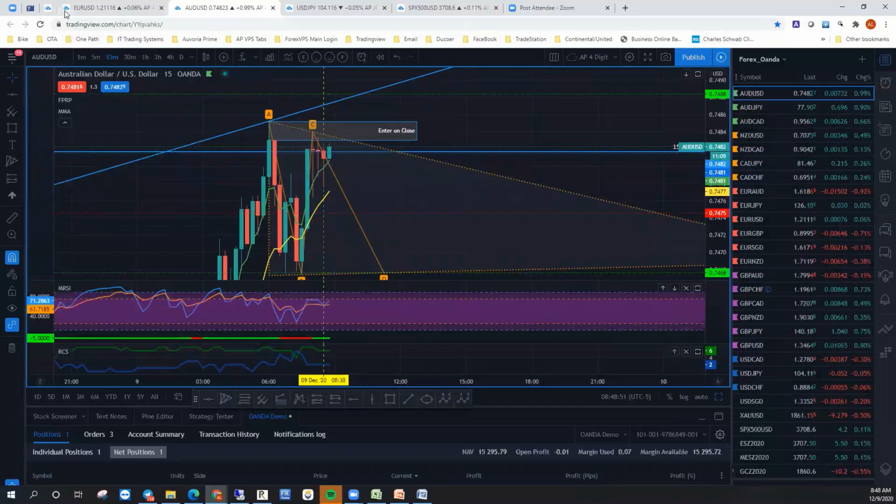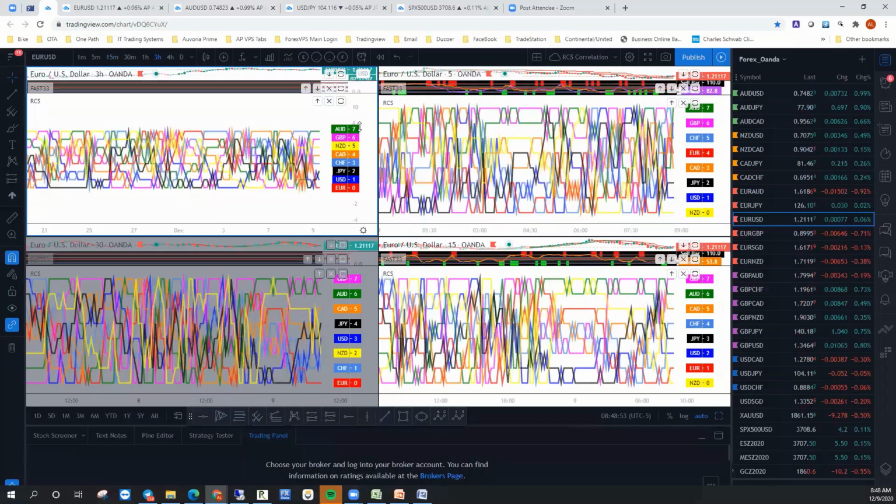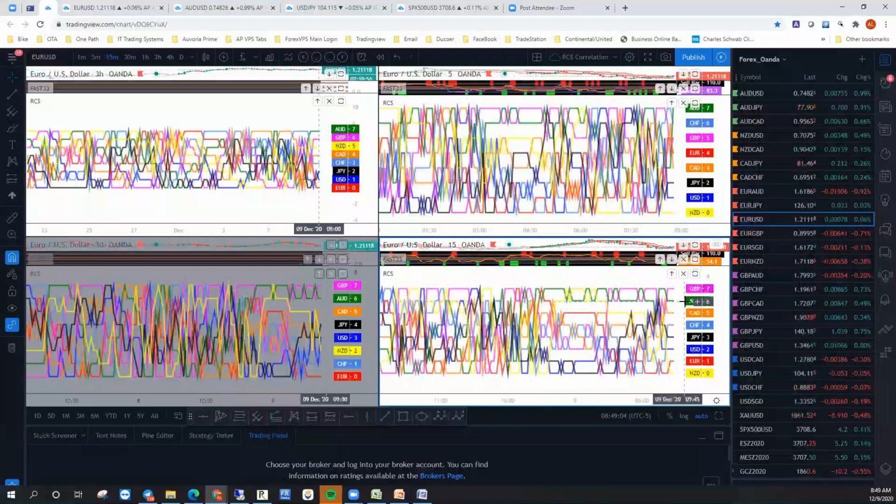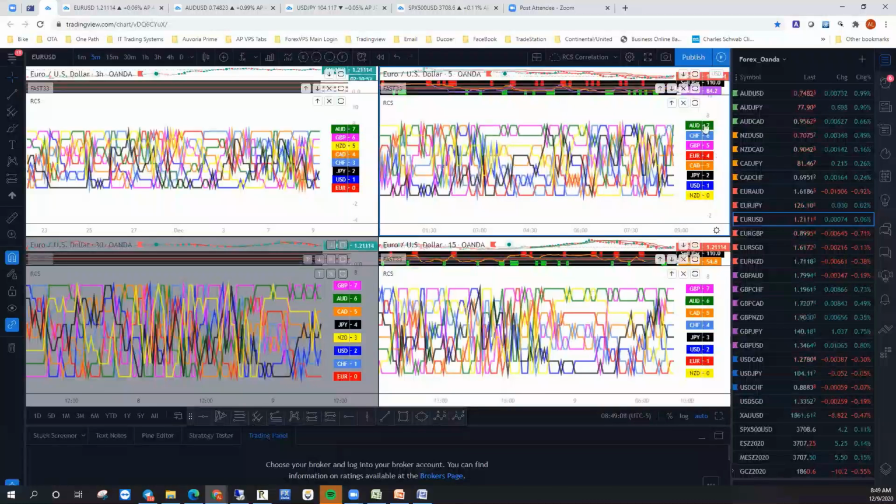So GBP, let's see what GBP/AUD. See the strength. They're both at the top up there. So they're both showing strength to each other. And the British is weakening to the Aussie on the 5 minute.